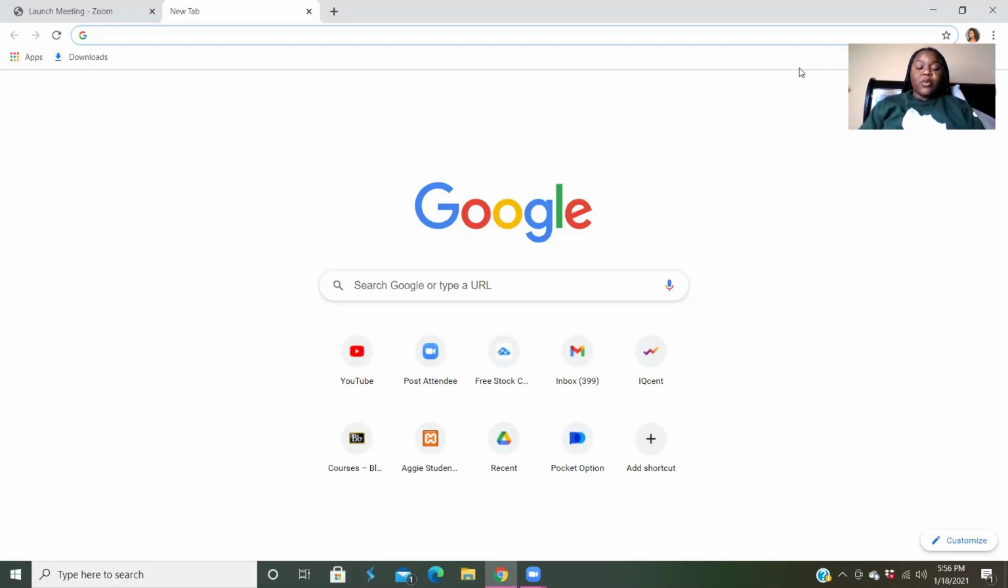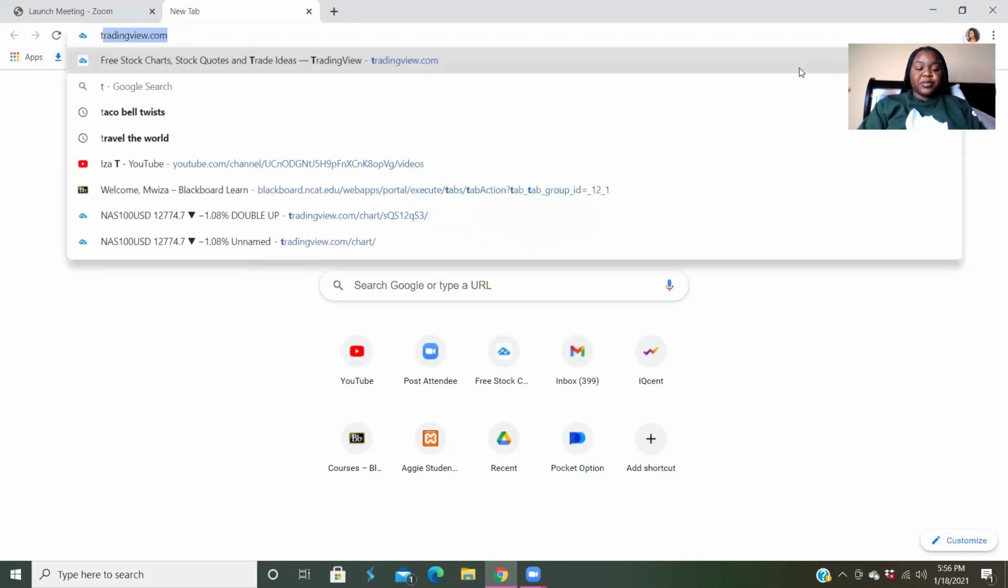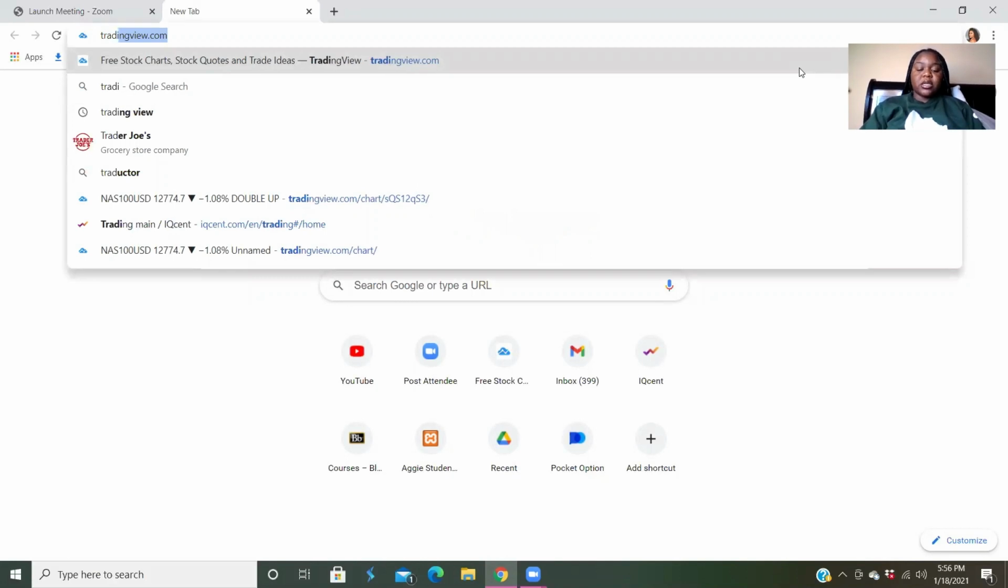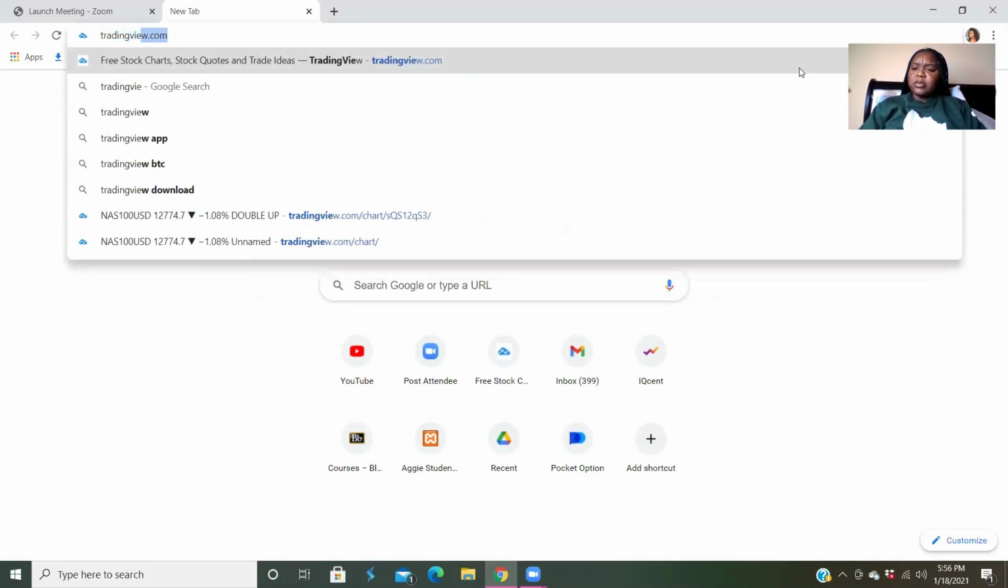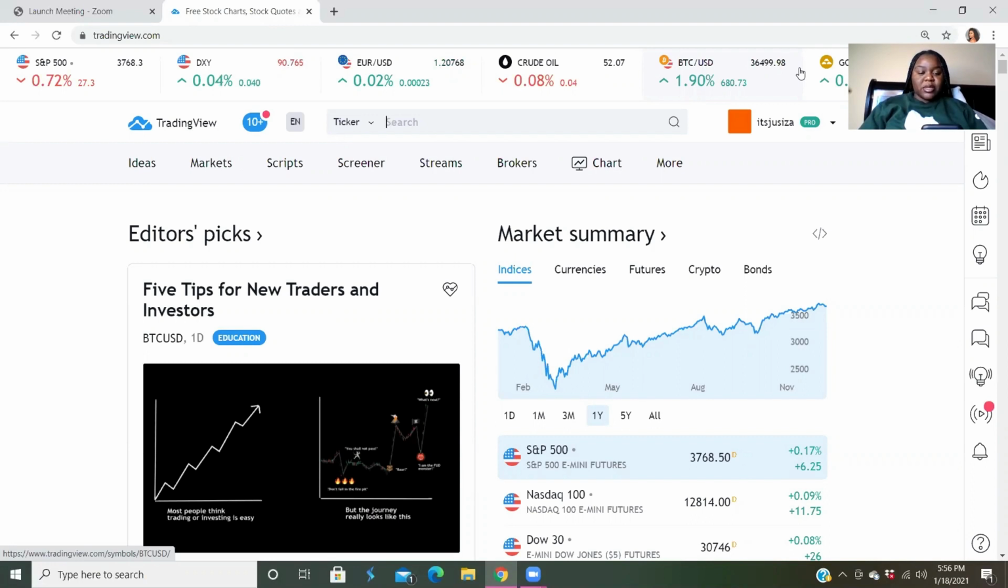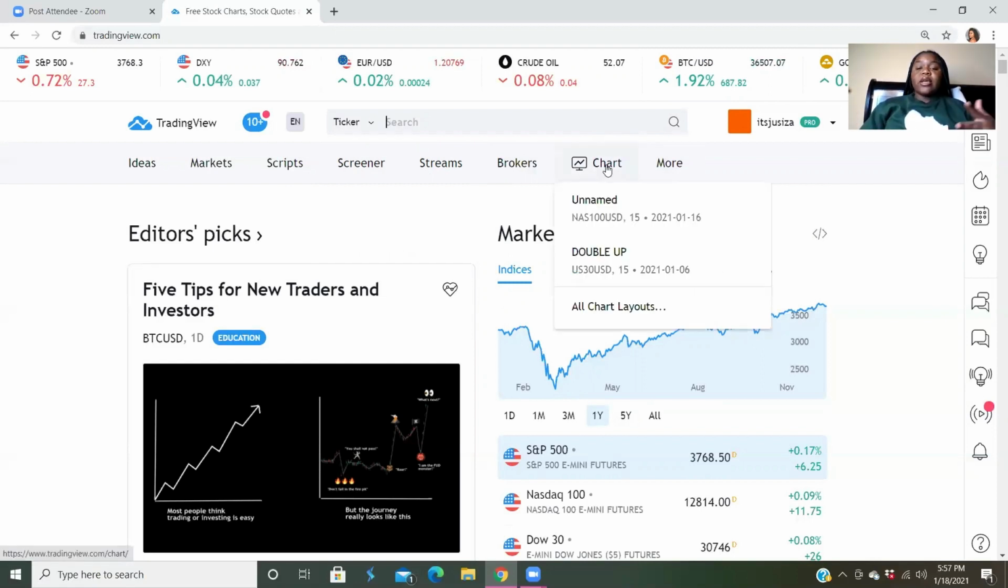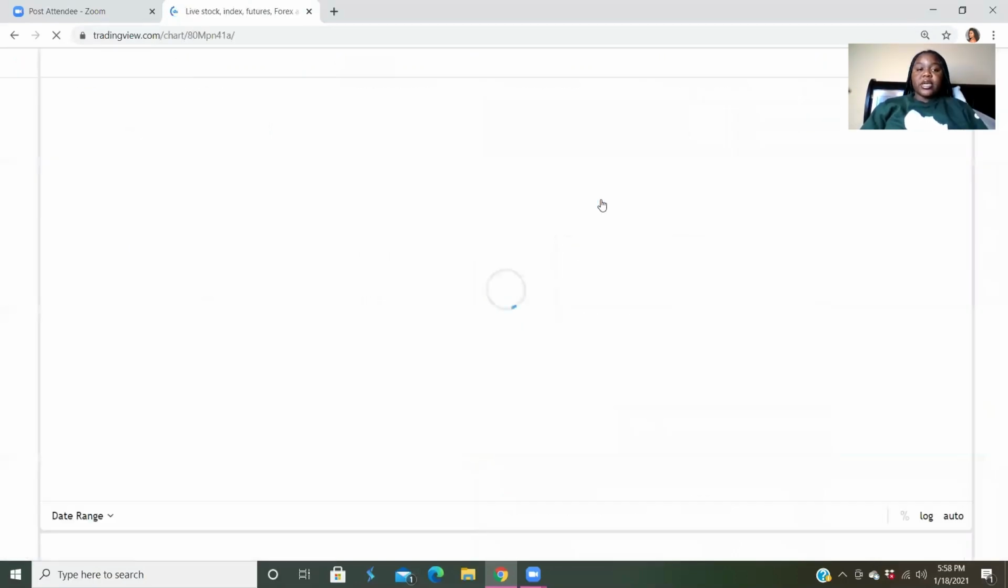Okay, Google. So now we're going to go to TradingView. TradingView is actually free, but you can purchase a monthly or a yearly subscription where you get more stuff that you can do with TradingView. All I use TradingView for is obviously the chart, which is basically your trading chart.